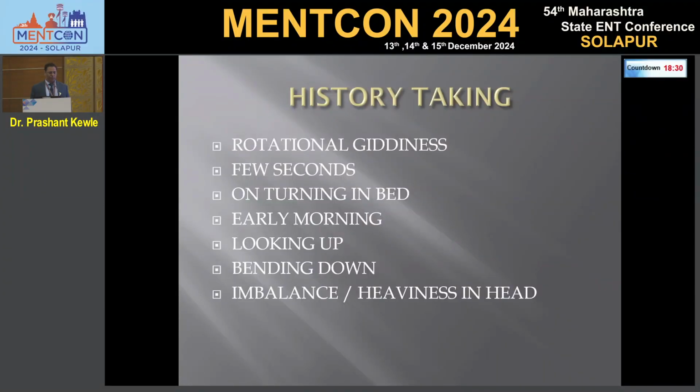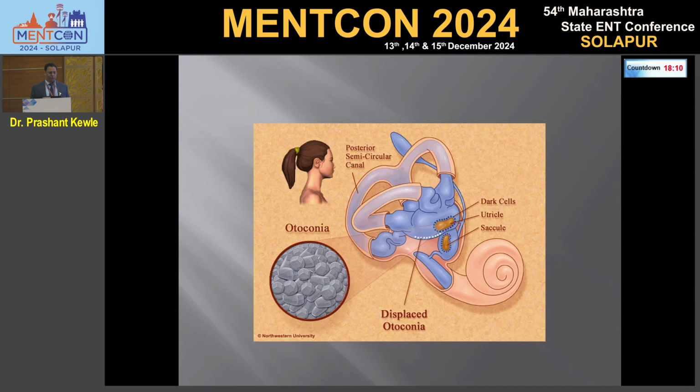So we are talking about the BPPV maneuvers and what goes wrong and why it goes wrong. Many basics we have to understand when you are doing BPPV. First, we all know the history, how it goes: rotational vertigo, when they are in bed for a few seconds, mainly in the early morning. And the mechanism also we know.